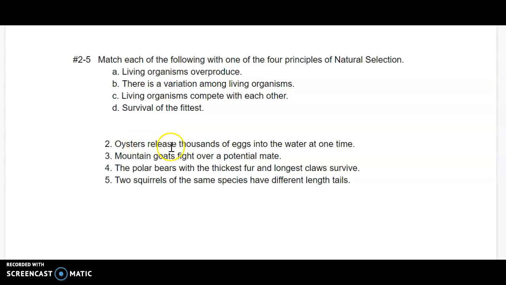So the first one says, oysters release thousands of eggs into the water at one time. Okay, most of those are not going to make it. They're going to get eaten or just fall to the bottom of the ocean and not get the chance to hatch. But that would be overproducing. That would be A. Number 3 says mountain goats fight over a potential mate. They are competing for a limited resource. So that would be competition. Living organisms compete with each other. That would be C.